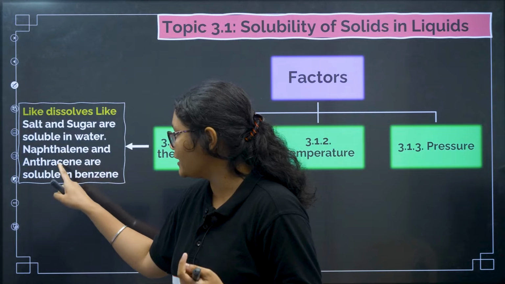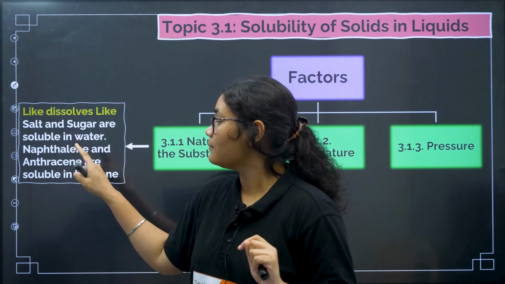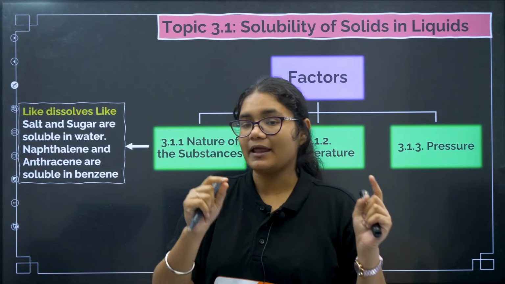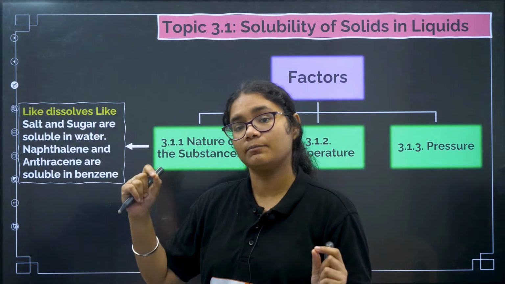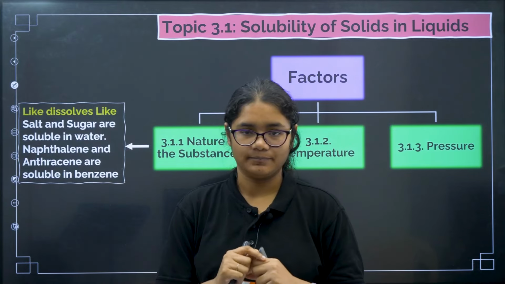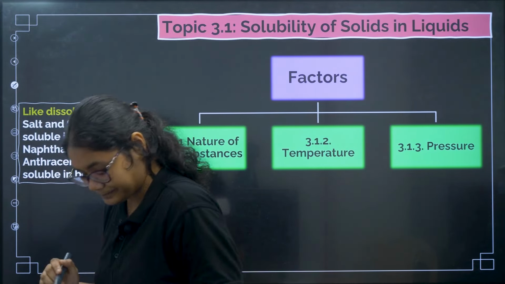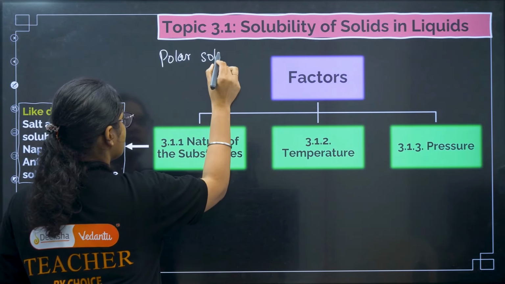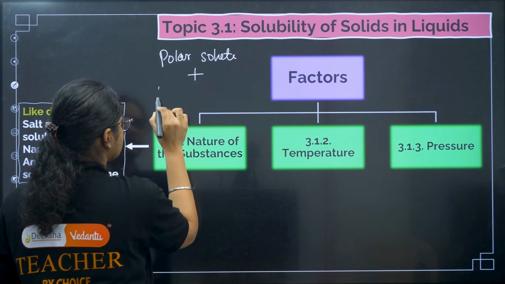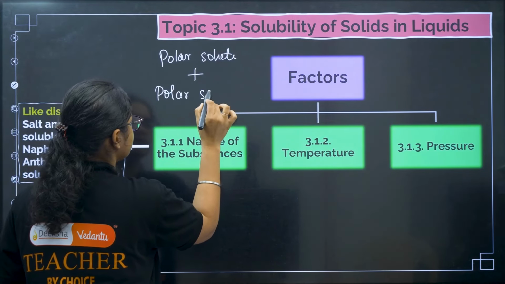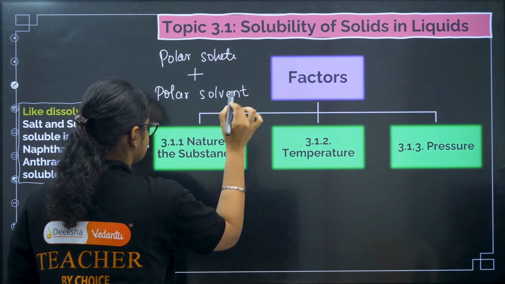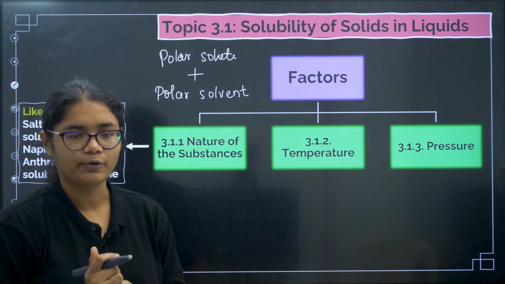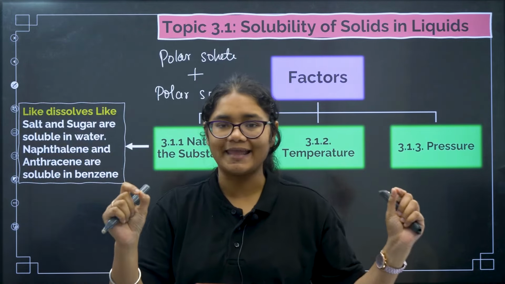But naphthalene and anthracene will not dissolve in water. Why? Because naphthalene and anthracene are non-polar and water is polar. But naphthalene and anthracene will dissolve in another non-polar solvent, that is benzene. I hope you are getting it. Suppose we have a polar solute, then I need a polar solvent, and they can dissolve in each other. Similarly, a non-polar solute will dissolve in a non-polar solvent. I hope this example is clear. So very simple thing: like dissolves like.